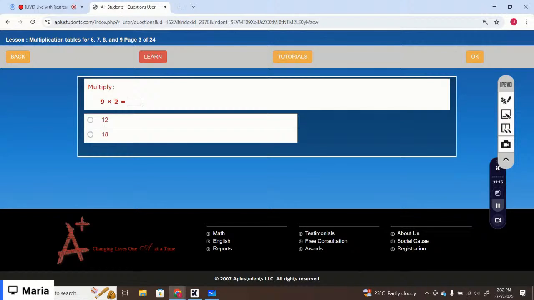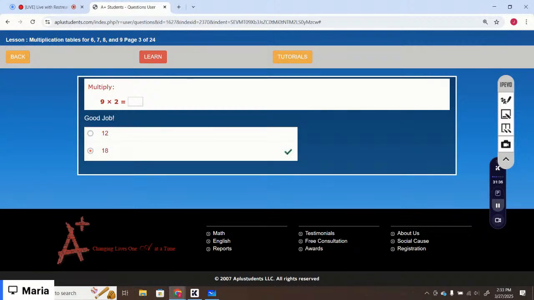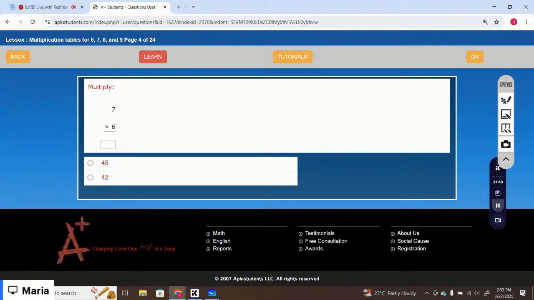9 times 2 equals 18. Option number 2 is the correct option. 7 times 6 equals 42. Option number 2 is the correct option.